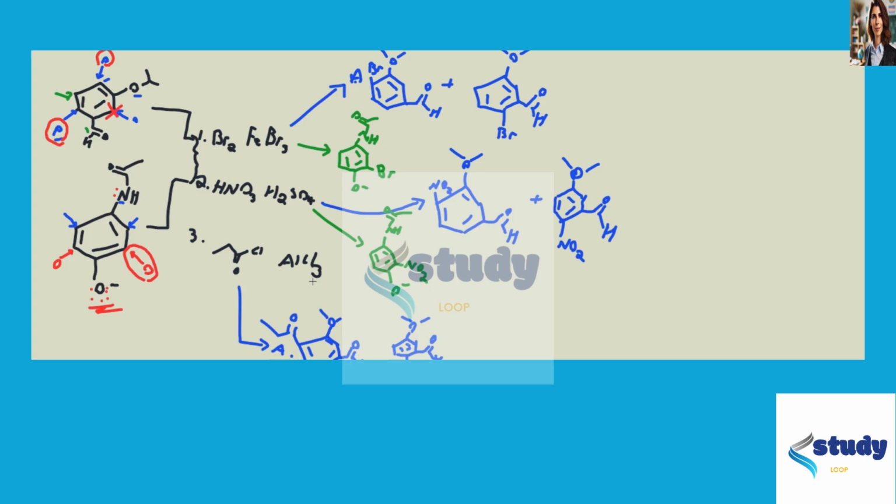And then we'll also have B with this acylated product at the ortho position here. One, two, three carbons. Perfect.